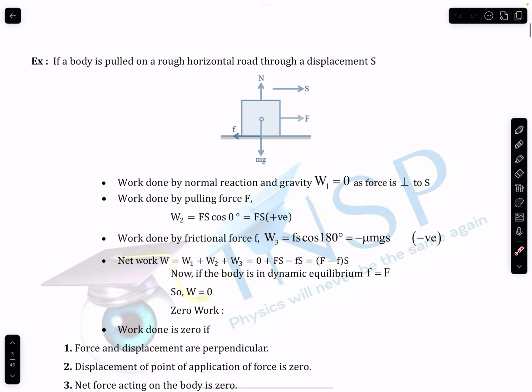Okay, so if a body is pulled on a rough horizontal surface through a displacement of S, then for the work done, first see the FBD. There is a normal reaction from the ground, mg, friction, and this F, and displacement is here. We can say W normal and W of mg are directly 0, because the angle is 90 degrees, and friction does minus fS, and due to this agent, plus F capital S. Since it is moving, the friction value will be mu into N, kinetic friction, so minus mu mgS overall work done.